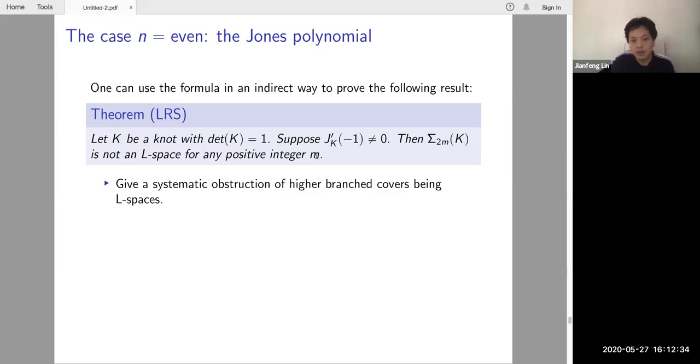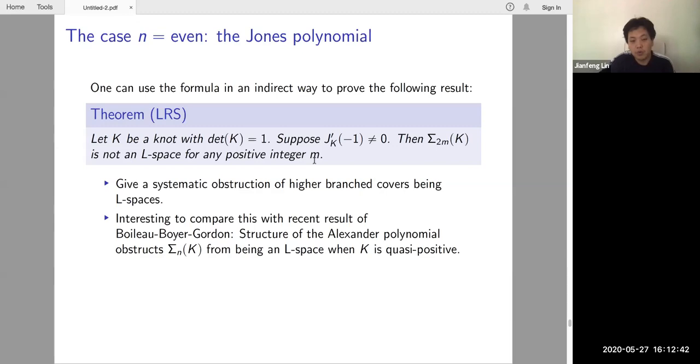This result gives a systematic obstruction of higher branched covering spaces being L-spaces. And it will be quite interesting to compare this result with the recent result of Boileau, Boyer, and Gordon. Last year, I think they proved a result that the structure of the Alexander polynomial can also be used to obstruct the branched cover being an L-space when K is quasi-positive. So you can see that both the Jones polynomial and the Alexander polynomial appear in this story.